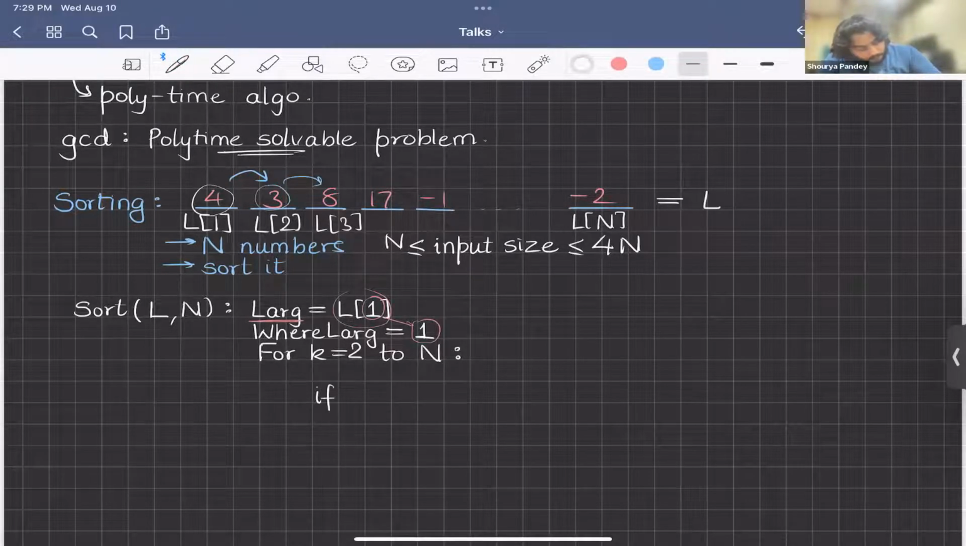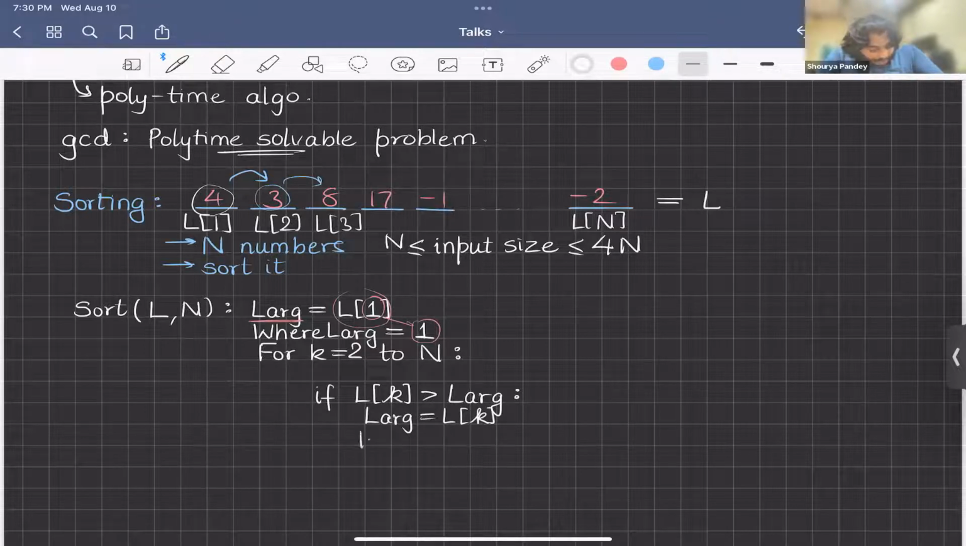So now if this number is more than the largest element, then my largest element becomes this element. And now where large, that is where the largest element was seen, becomes k, right? So all I'm doing is I'm going through the numbers one by one. And if I see a number that is larger than the largest so far, I'm updating the largest element as well as its location. This just tracks where it is on this list, right?